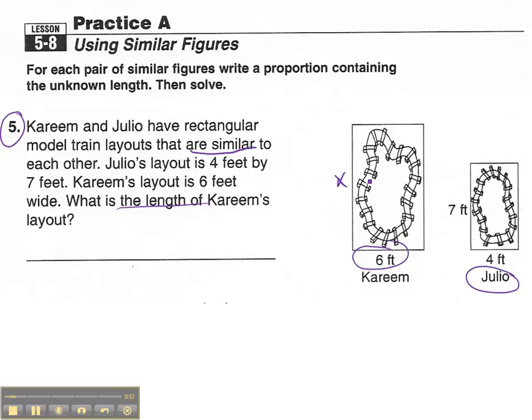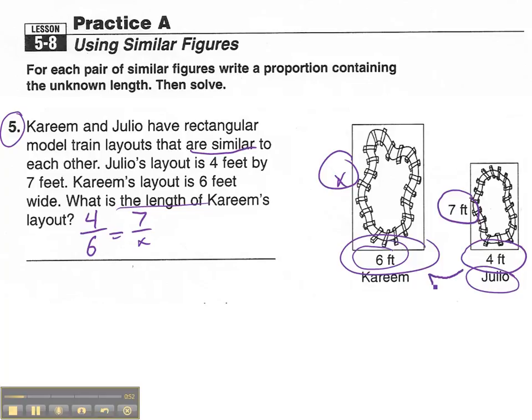Now they already told us that the rectangles are similar, so we compare the corresponding sides. 4 feet compared to 6 feet, 4 to 6, must be equal to the ratio of these corresponding sides, 7 to x. Notice I went this direction. I went from the smaller rectangle to the larger rectangle in both cases. When I set up my ratios, 4 to 6 equals 7 to x.